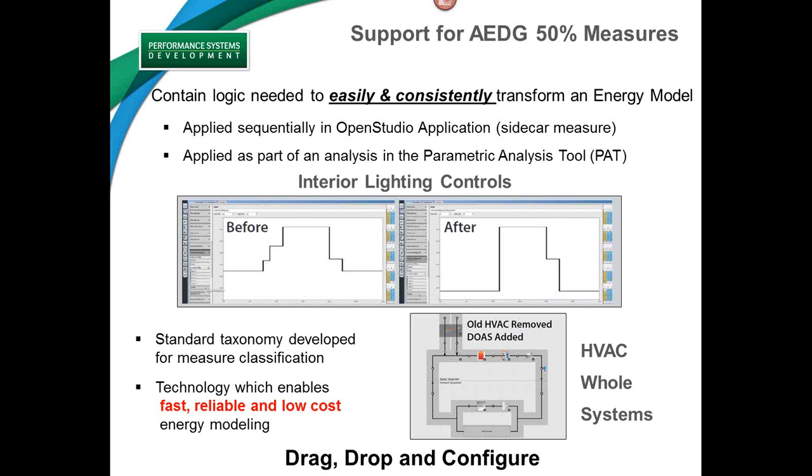Before I move to the next slide, I want to just touch briefly on the bottom right, what are known as HVAC whole systems measures. These can be very elaborate. Essentially, they'll take whatever is in your model, whether you have a 4-pipe fan coil unit or unit ventilator or unit heaters or whatever you have. They rip those systems out and they replace them with new HVAC systems that are, again, prescriptively compliant with the AEDG 50% guides. So that's drag and drop and assign a cost to it. Actually very easy to do.